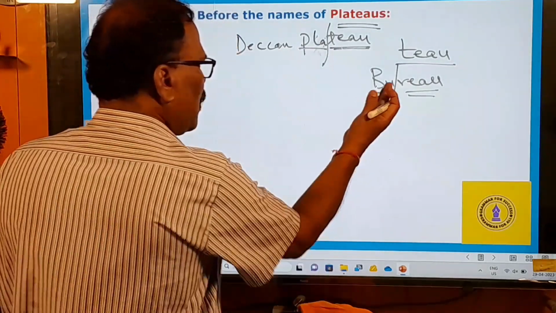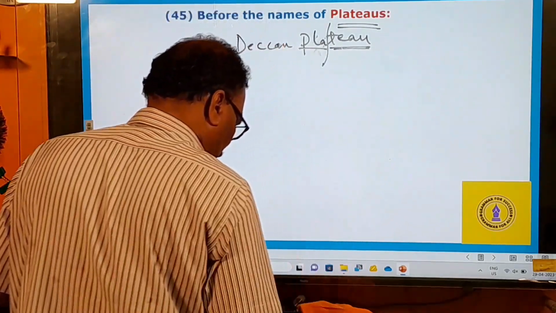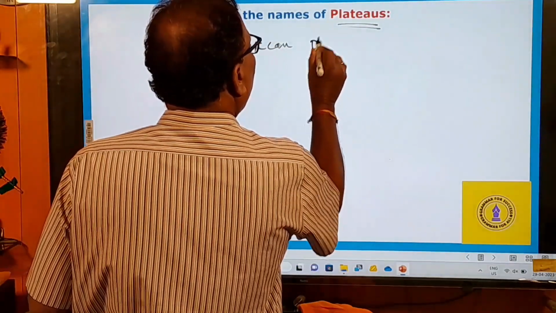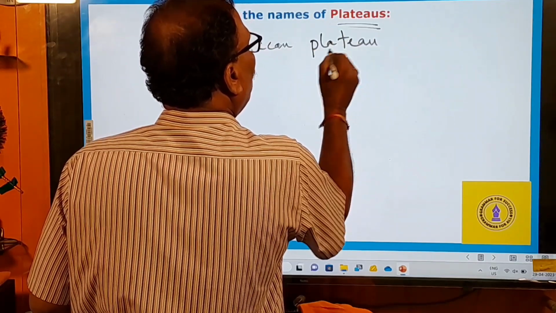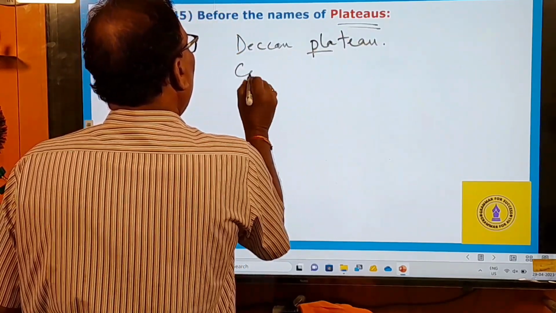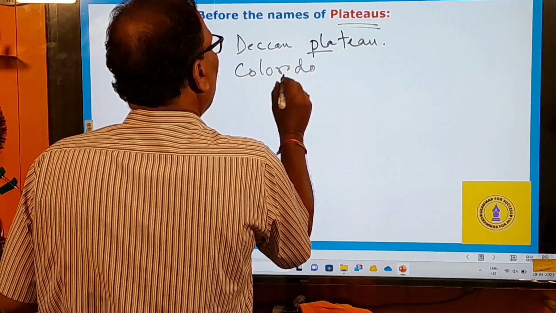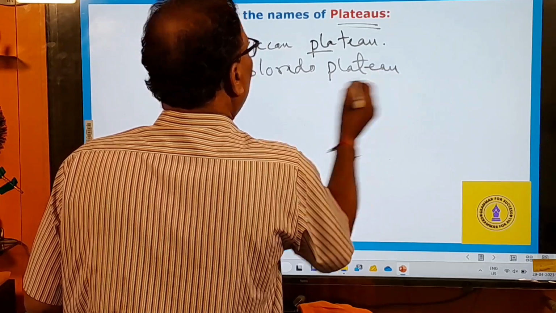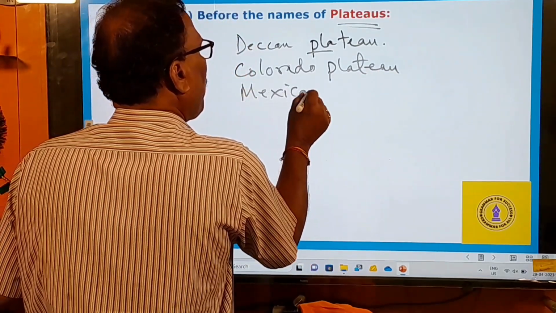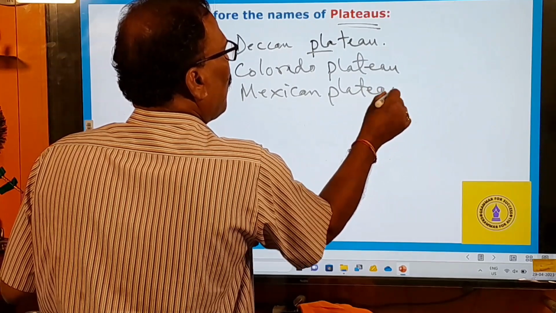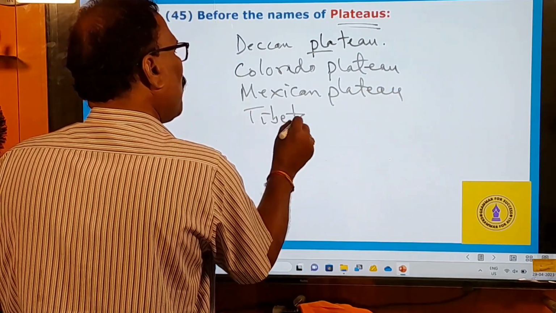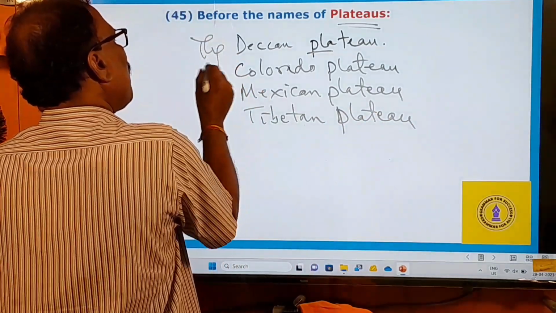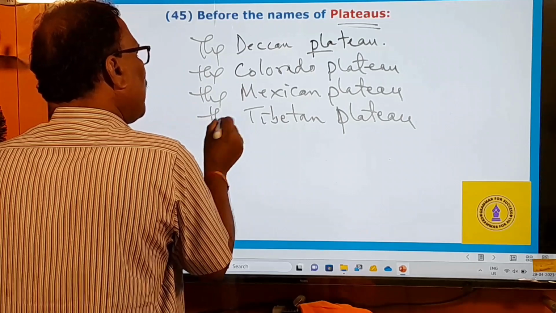And here see the spelling bureau. Of course, I'm deviating from my point, I'm sorry. And Plateau is there. See the spelling of the Plateau. T-E-A-U, Plateau. So Deccan Plateau and Colorado Plateau. It is in the USA. Mexican Plateau, and famous Tibetan Plateau. So before all the names of plateaus, we must use the definite article.